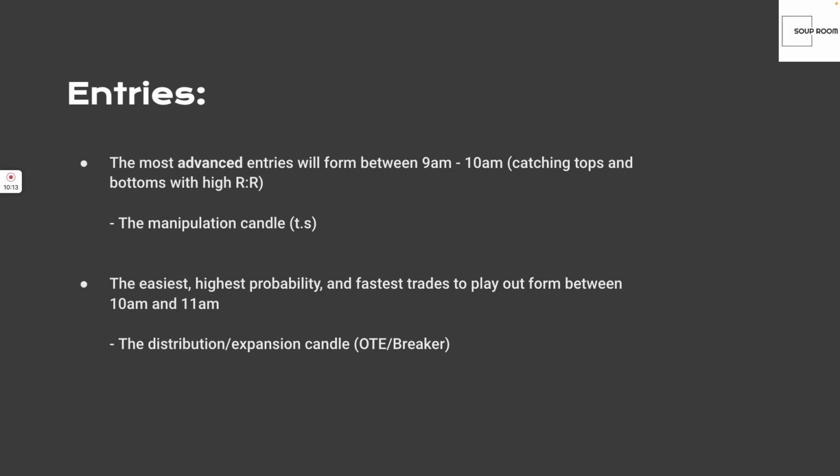Why is that important? Because this is the 9 a.m. candle, the second candle in the CRT that we are looking at. 8 a.m. being the first candle, 9 a.m. being the second, 10 a.m. being the third. The easiest, highest probability, and fastest trades, like I've said before, will play out between 10 a.m. and 11 a.m. This is the third candle. This is distribution, expansion, usually an OTE or breaker. If you do not know what OTE, optimal trade entry, or breakers are, head over to ICT's channel and watch the core content.